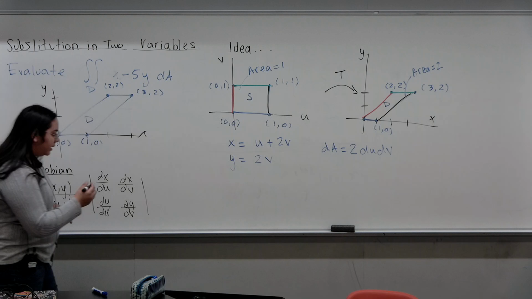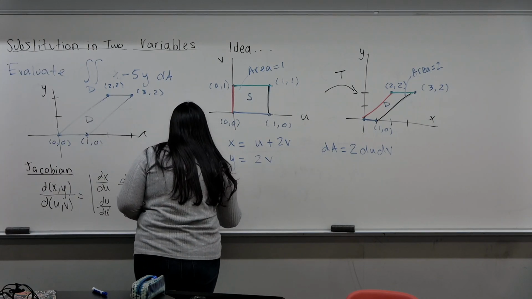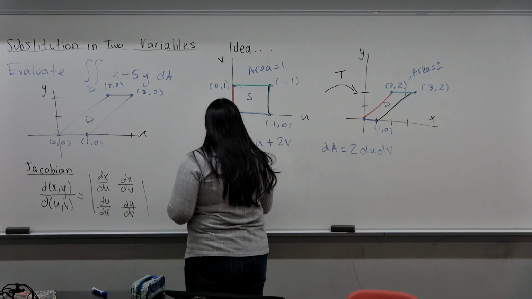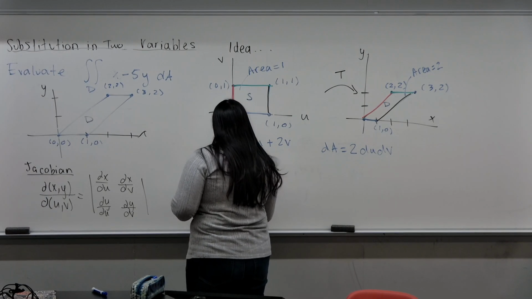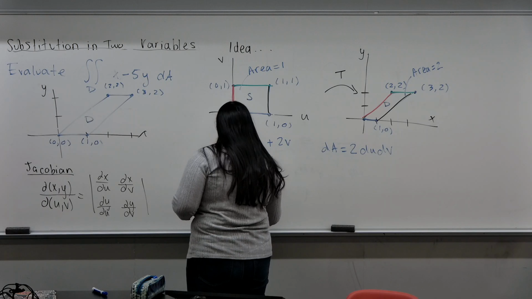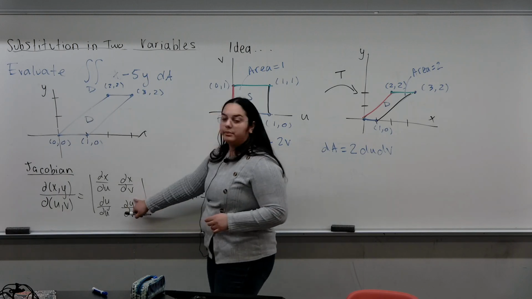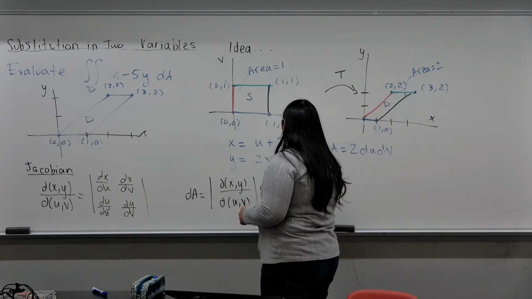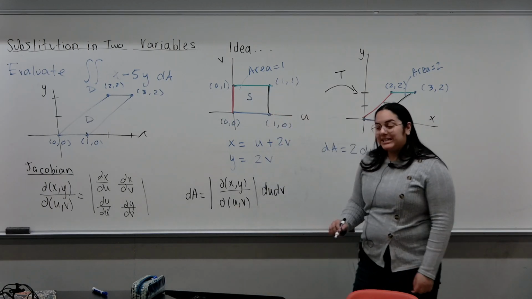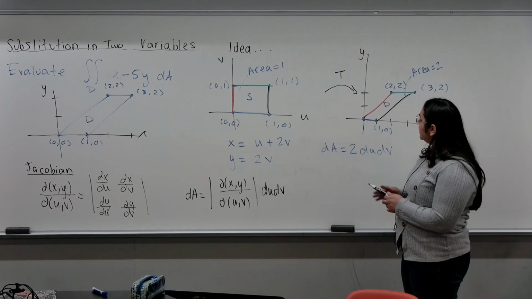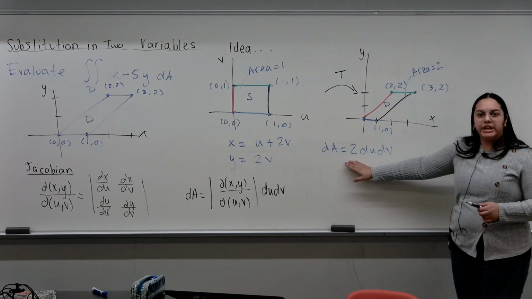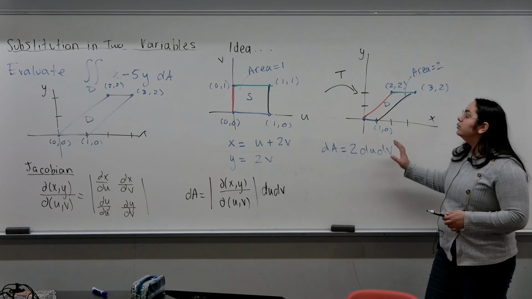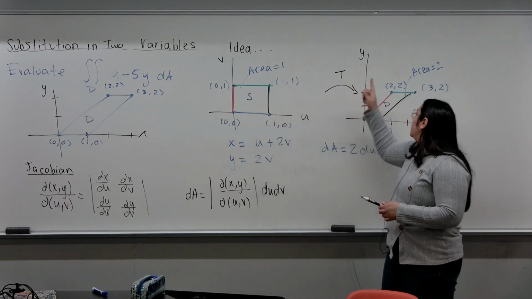So dA, mathematically speaking, is defined to be the absolute value of the Jacobian. You would take the determinant of that 2 by 2 matrix, take its absolute value, times du dv. That's what dA is defined to be. And that does match up with our intuition that dA really just represents the change in the area when you transform from region S over to region D.